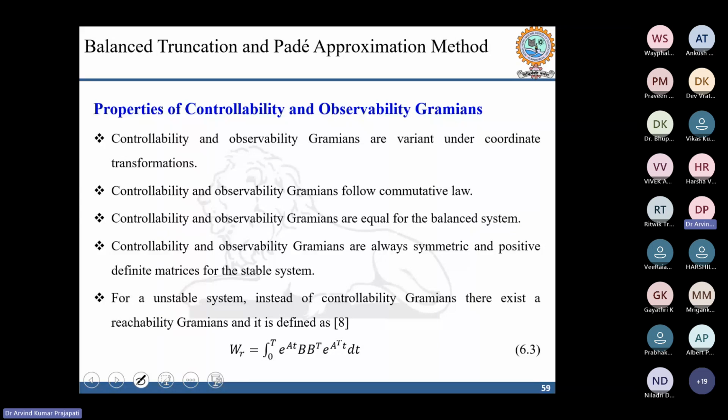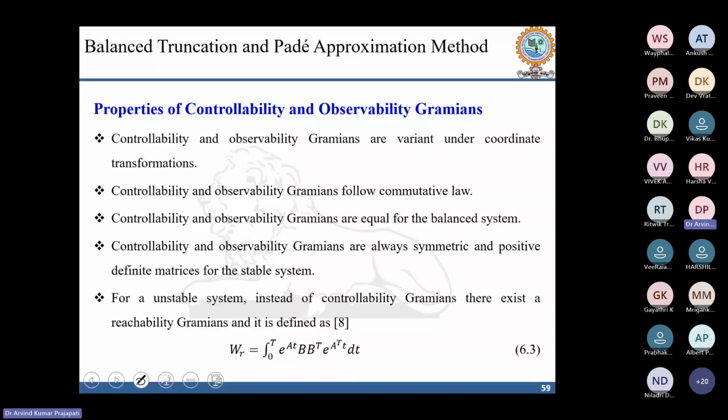Similarly, the controllability and observability gramians are always symmetric and positive definite matrices for a stable system. It means that if you can check that the matrix is positive definite, then you can say the system is stable. If you don't know the Routh stability method, but you know the controllability and observability gramian matrices, then you can simply check whether that matrix is positive definite or not. If the matrix is positive definite as well as symmetric, then you can say that the system is stable. There is no need to apply the Routh stability method for checking the stability.